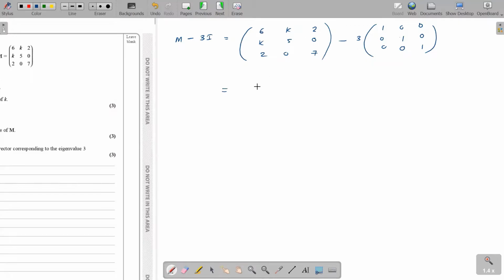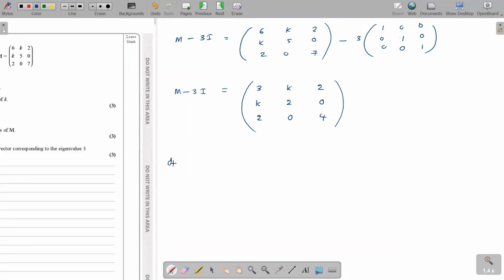6 minus 3 into 1 is 3. k minus 3 into 0 is k. 2 minus 3 into 0 is 2. k minus 3 into 0 is k. 5 minus 3 into 1 is 5 minus 3, which is 2. 0 minus 3 into 0 is 0. 2 minus 3 into 0 is 2. 0 minus 3 into 0 is 0. 7 minus 3 into 1 is 4. So this is the M minus 3I matrix. Are you with me? Normally we take A minus lambda I. Here A is matrix M. So M minus 3I is this matrix.